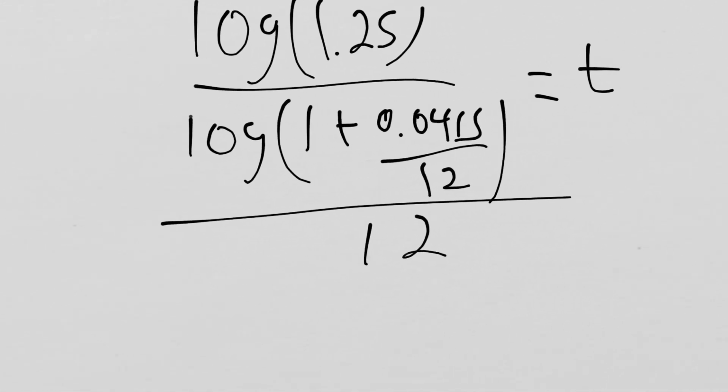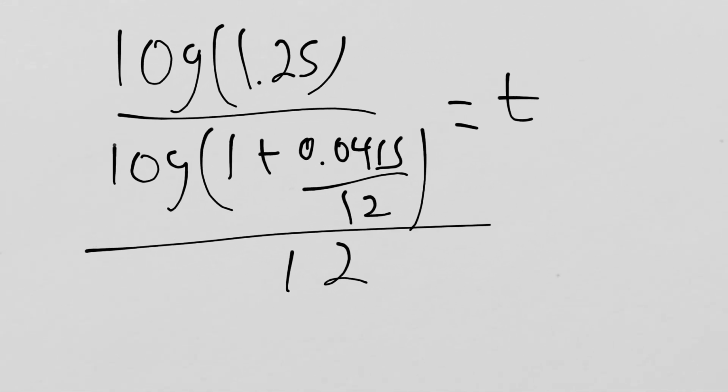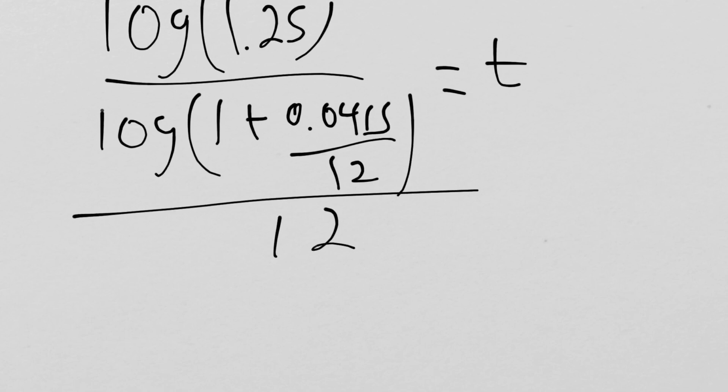All right, so when you type this in, you should do the top part first, and then you can hit enter and then divide by 12, or you can plug it all in at the same time as long as you're getting about t equals 5.4 years. Okay, that's what we should be getting.